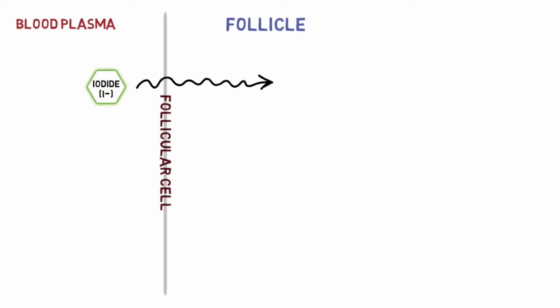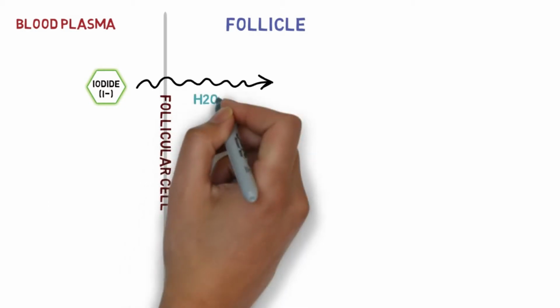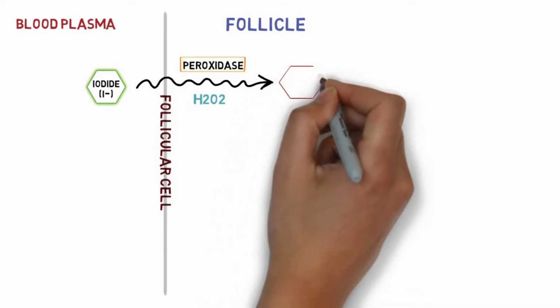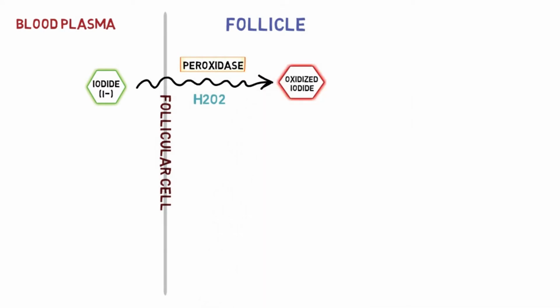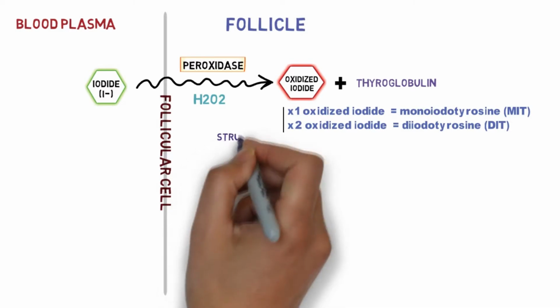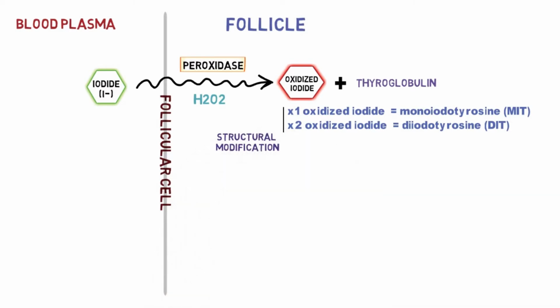Once inside the colloid, iodide is oxidized by hydrogen peroxide, facilitated by the peroxidase enzyme. Oxidized iodide binds with the specific amino acid tyrosine of a protein called thyroglobulin. The binding of one iodine to tyrosine produces monoiodotyrosine, MIT, and two iodines to tyrosine produces diiodotyrosine, DIT. Within the colloid, both MIT and DIT undergo structural modification by various enzymes in order to couple them together.